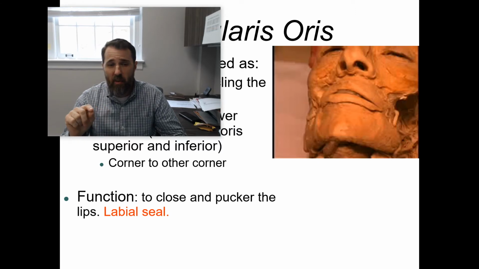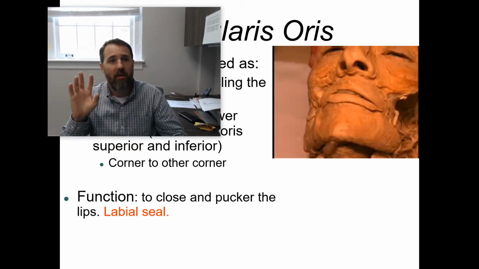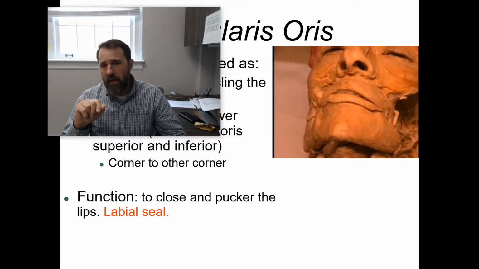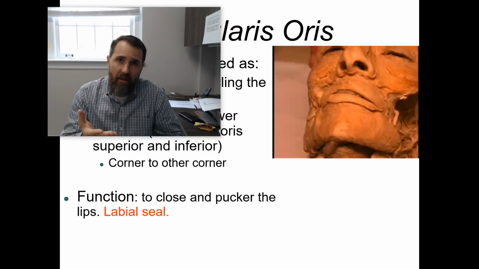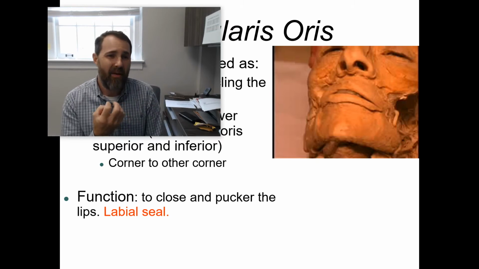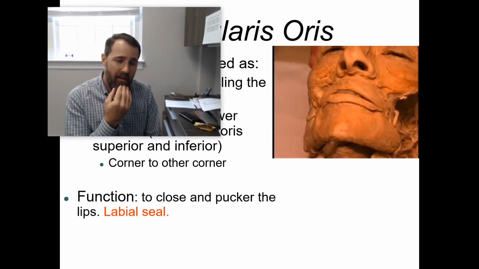So the orbicularis oris is important for maintaining appropriate labial seal. That means an anterior seal, which also means keeping your lips together. So if you're going to make a P phoneme or a B phoneme, you've got to be able to bring and push your lips together. That is the orbicularis oris. While you're chewing your food, you keep your lips sealed to keep food from coming out of your mouth as you're chewing. That is the orbicularis oris sealing your lips.